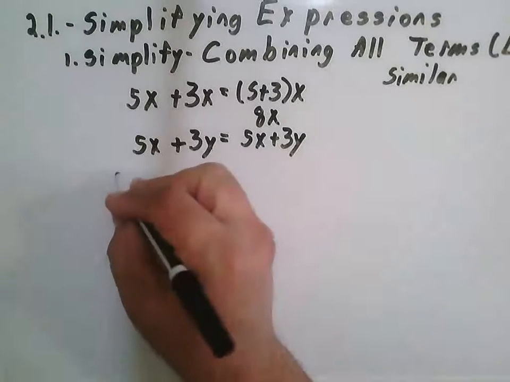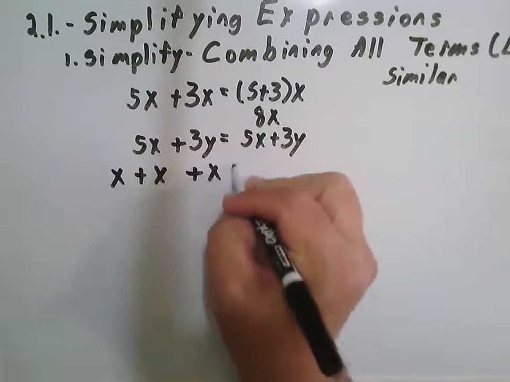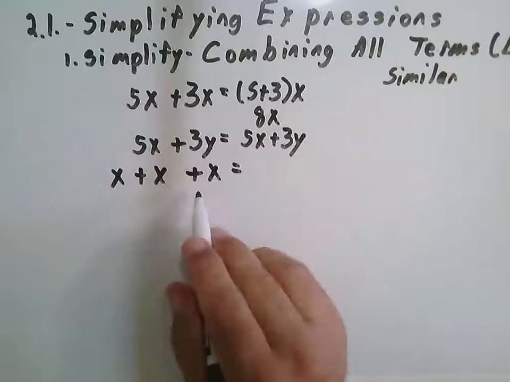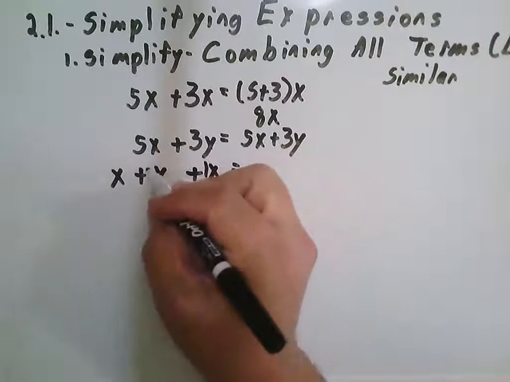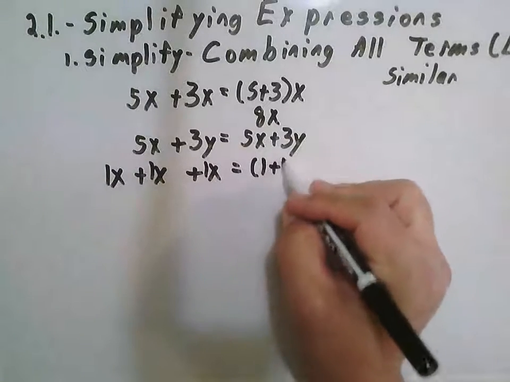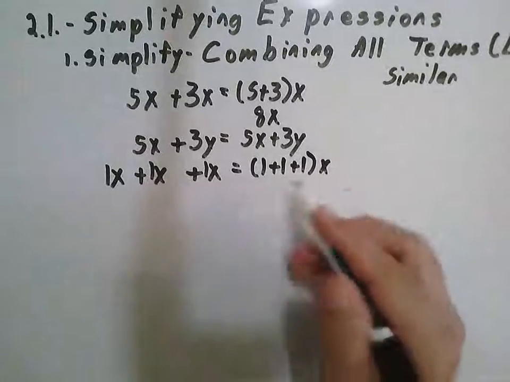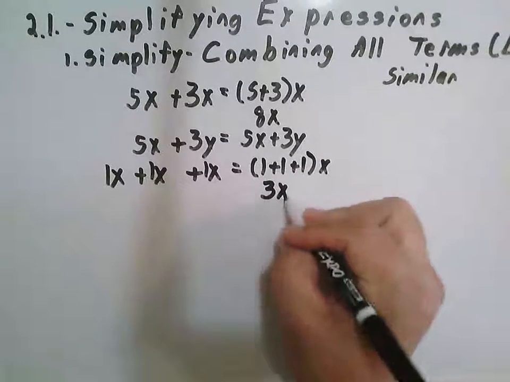So, if I was to add up x plus x plus x, and remember, all these x's are 1x, so I'm just going to put a 1 in front of them. This is the same thing as 1 plus 1 plus 1, and then of course our x. So if I add all of those up, that's just going to give me a 3x.